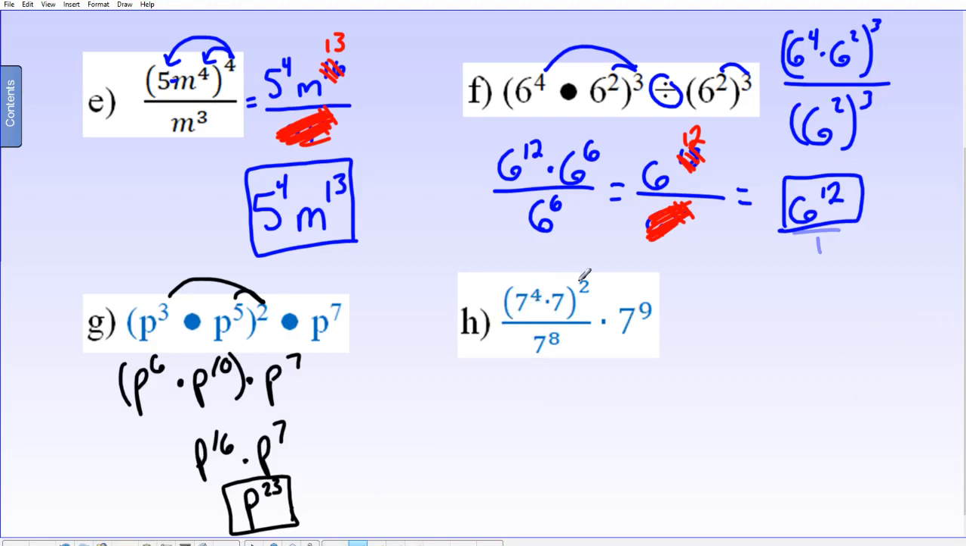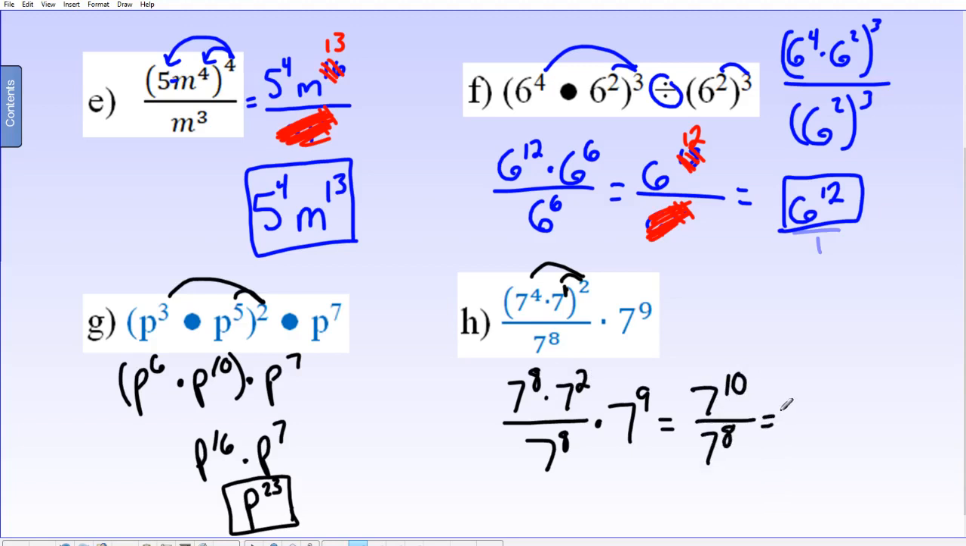Well, first thing I'm going to do is get rid of my parentheses. I'm going to distribute the exponents. So this guy, it's helpful if I can see the exponent, so I'm going to throw him in there. This becomes 7 to the 8th power times 7 squared over 7 to the 8th power, the whole thing times 7 to the 9th. Up top, 7 to the 8th power times 7 squared simplifies to give me 7 to the 10th power. That's supposed to be a multiply. Multiply by 7 to the 9th.